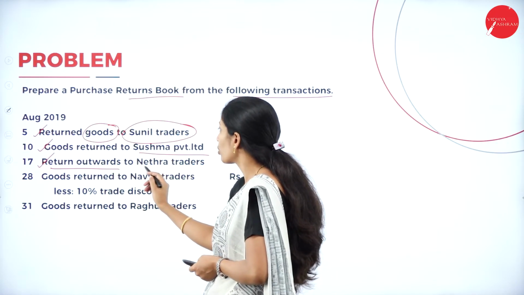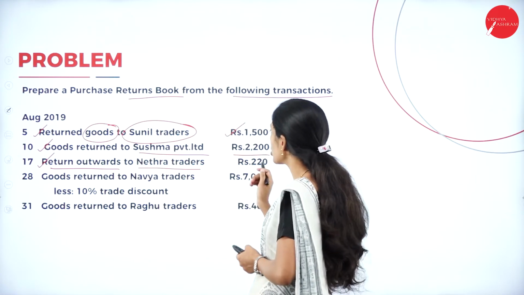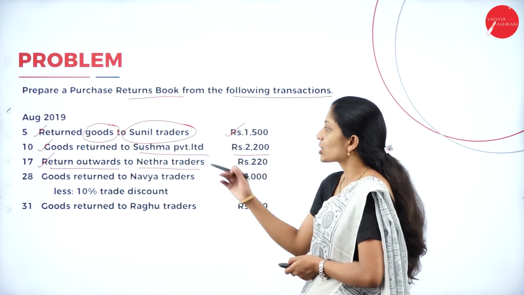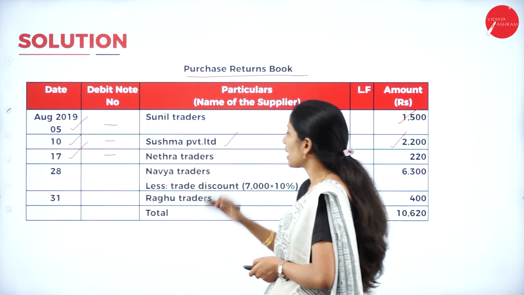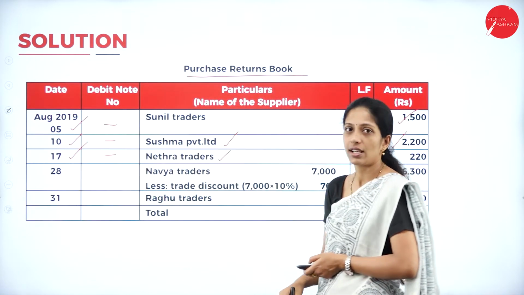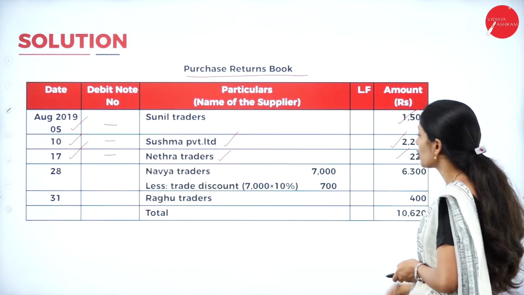So return outward to Netra Traders. How much? Rupees 220. So how do you write? Write the date. There is no debit note number, and name of the supplier is Netra Traders, and what is the amount? Amount is 220.